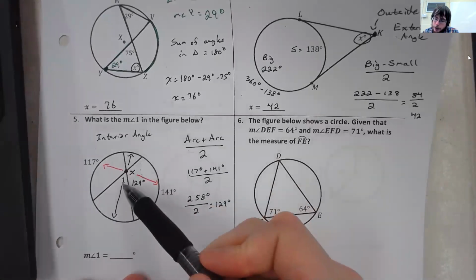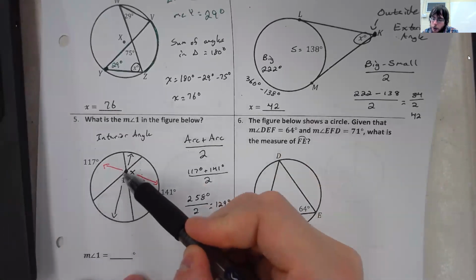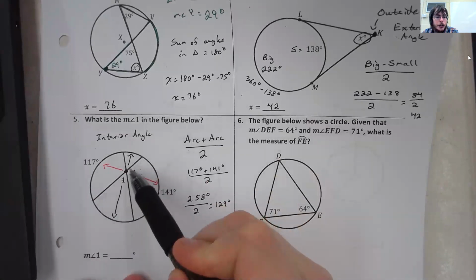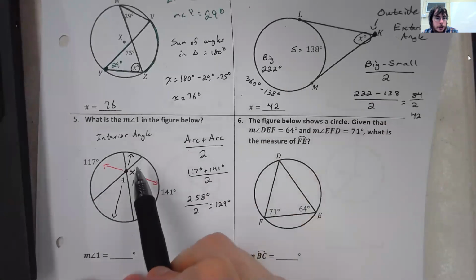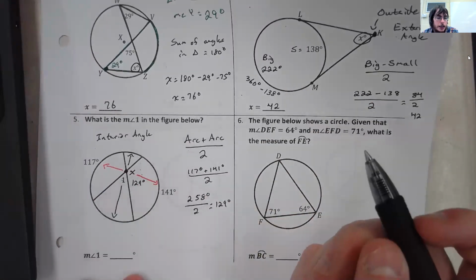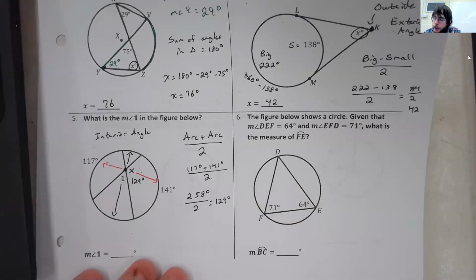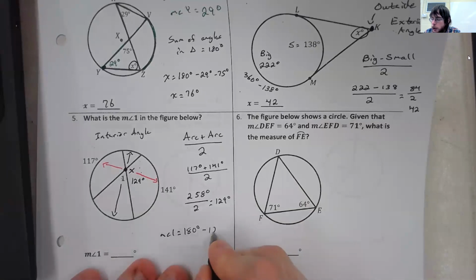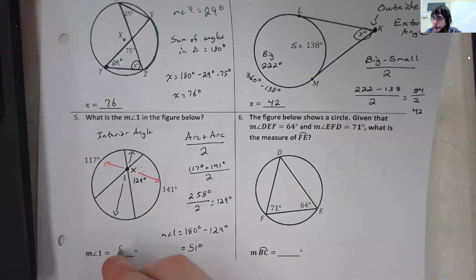Well, what do you notice about angle 1 and our 129 here? Well, you should see that angle 1 and X lie on the same line. So that means that since they lie on the same line, the sum of their measures is equal to 180. They're a linear pair. So to find the measure of angle 1, you take 180, subtract 129, and you get the measure of angle 1 is 51 degrees.